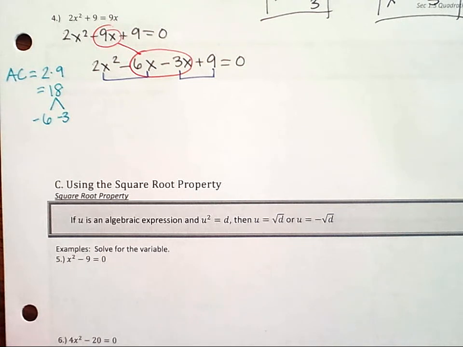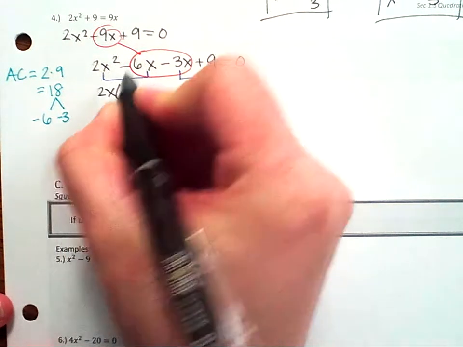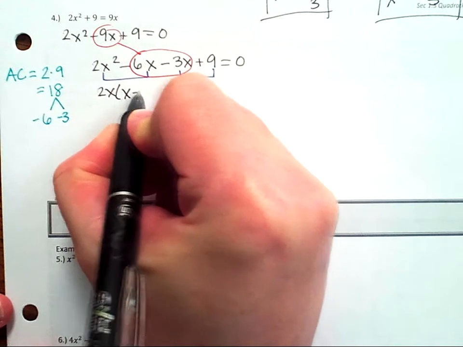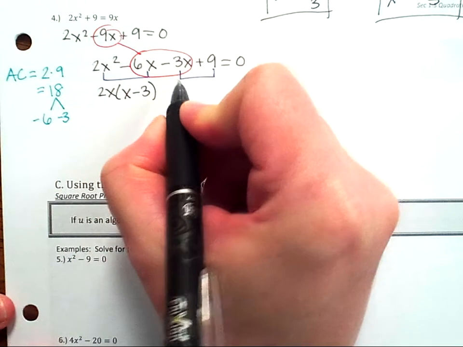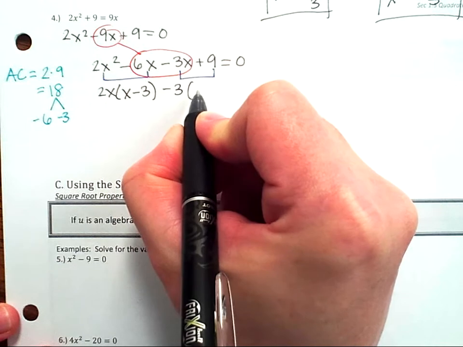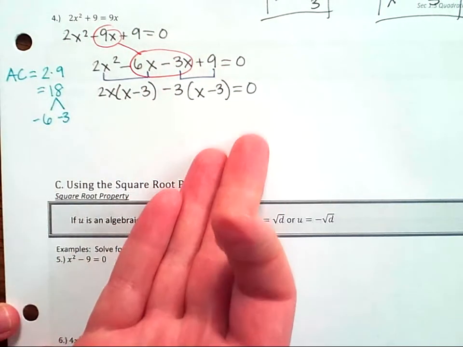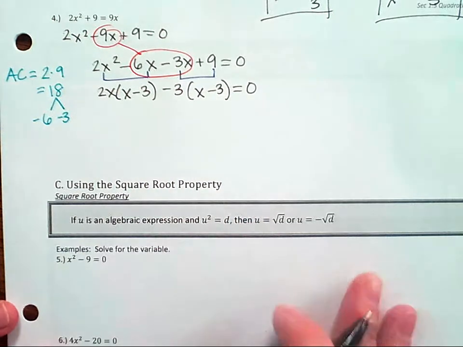Who wants to help? So from the first, you can take out the 2x, and then what do you have left? X minus 3. Uh-huh. Take out minus 3. X minus 3. So every time I'm writing equals 0, right? Don't get lazy.